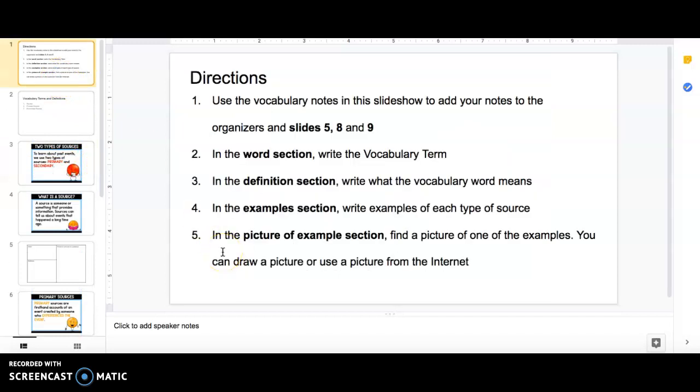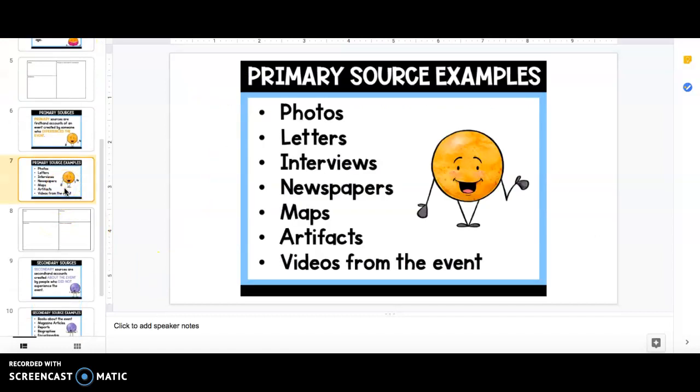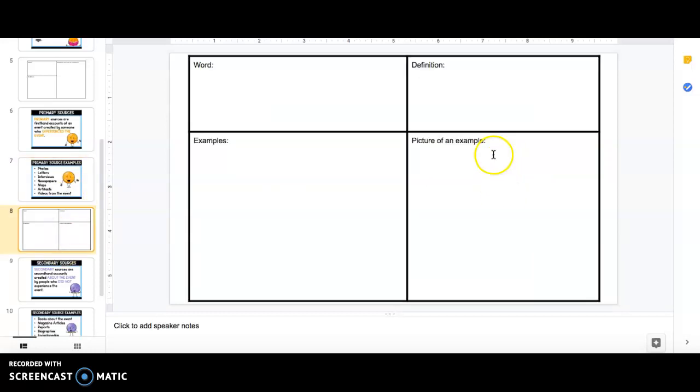And then finally, number 5, in the picture of examples section, you're going to find a picture of one of the examples. So if you choose, you can choose to find a picture of photos that historians use, letters, interviews, newspapers, maps, artifacts. What I'm asking for here is in the picture, just to help you visualize what examples of each source looks like. You will put a picture, just one, in this box here that I've highlighted.